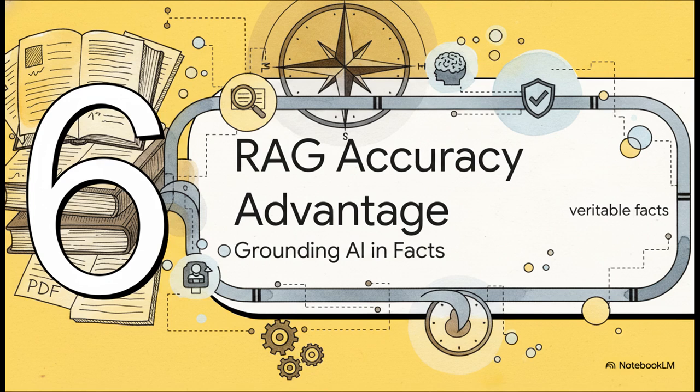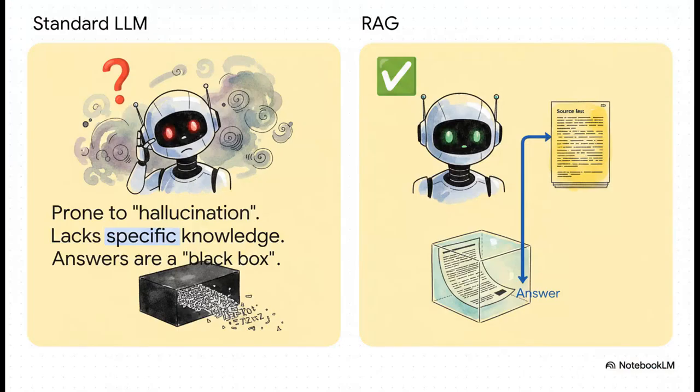But you might be wondering, why go through all this trouble? And that brings us to our final section, the RAG accuracy advantage. It's all about grounding the AI in cold, hard facts. This slide says it all, really. A standard LLM, on the left, can sometimes hallucinate, which is a fancy way of saying it makes things up when it doesn't know the answer. Our RAG pipeline, on the other hand, is grounded in the source material.